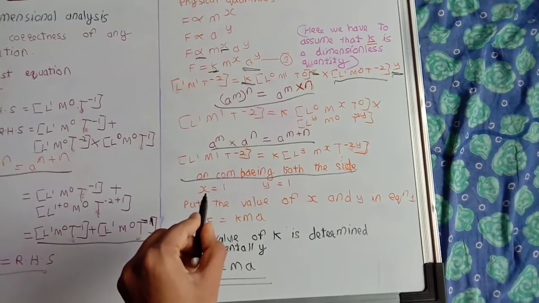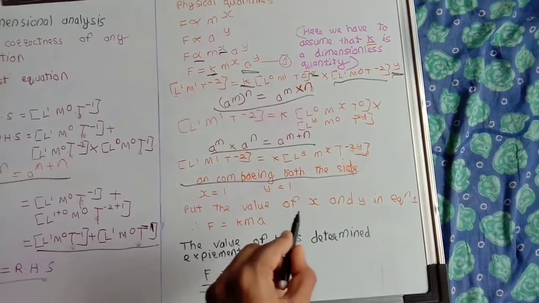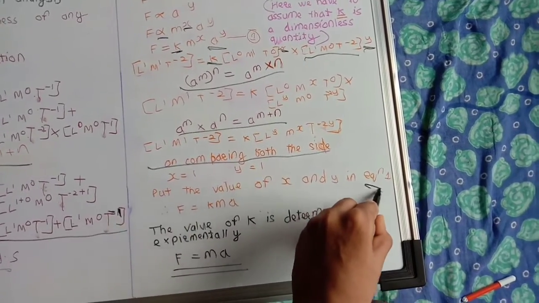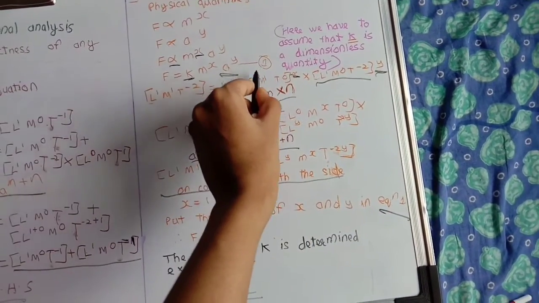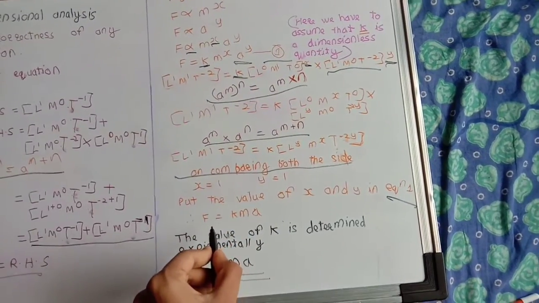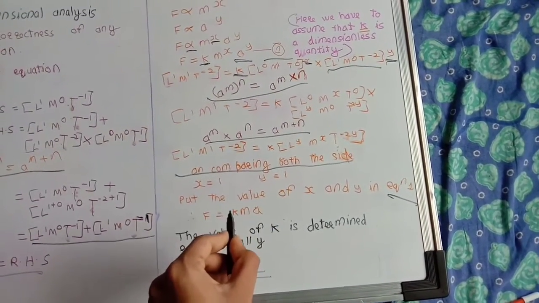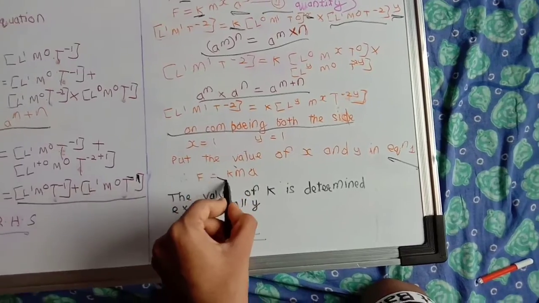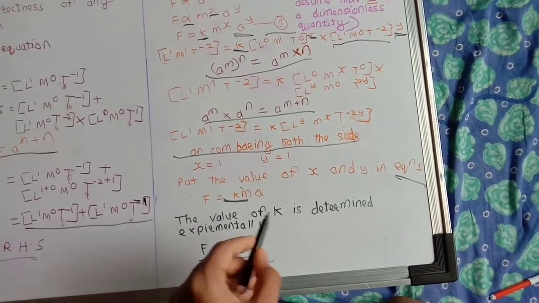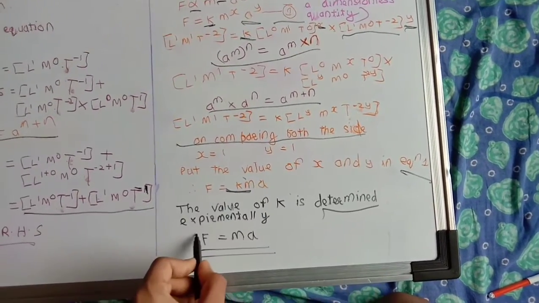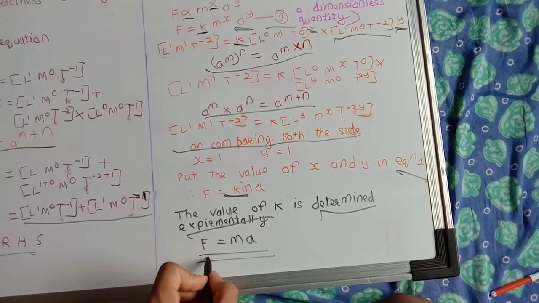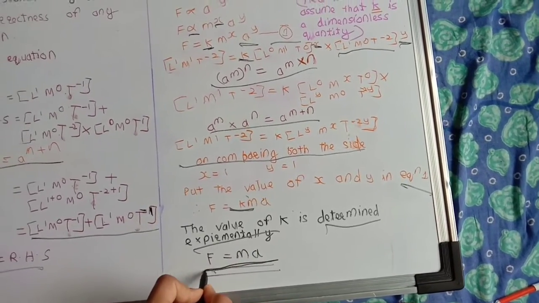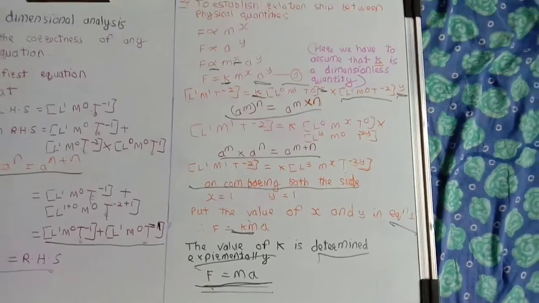Then we have to substitute the value of x and y in equation 1, and this is equation 1. Then from this we will get F is equal to kma, and the value of k we have to find is determined experimentally. So ultimately the formula for force is equal to ma.